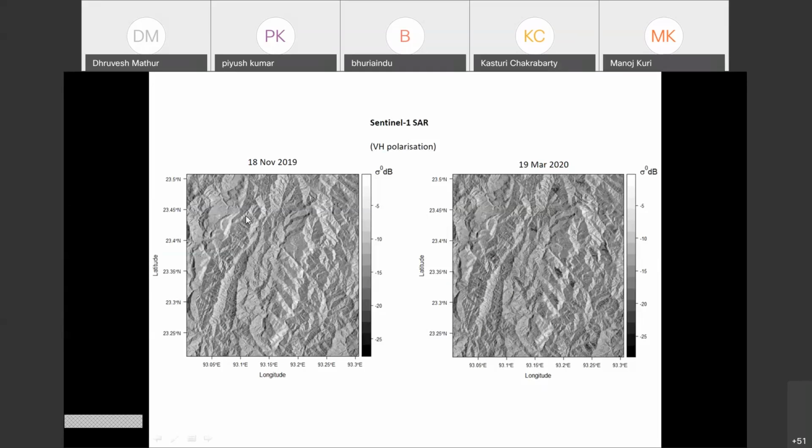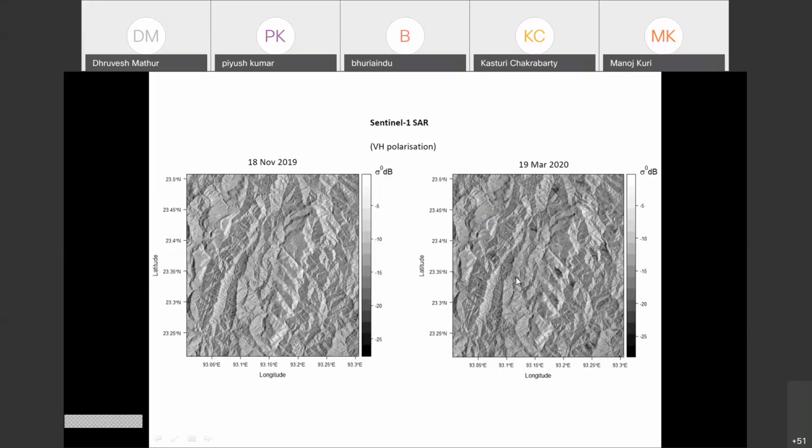task, we have to see the pre-fire condition. Suppose we are taking November, where vegetation is at its peak growth in this region, and then we compare the image with the post-fire, during the fire season. Here the fire season lasts from, say, January end to May, and March or April is the peak time when forest fire occurs the most. So we have taken VH polarization to see the change in the volume component of the forest.